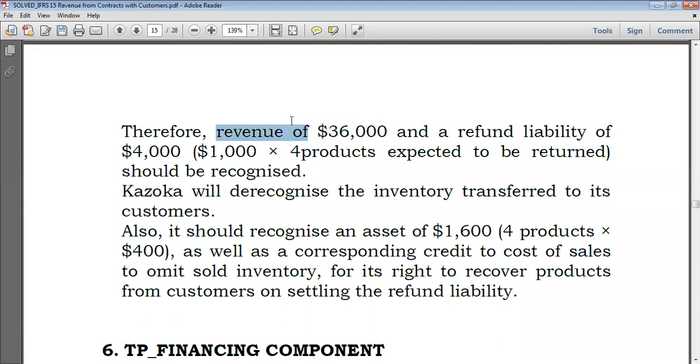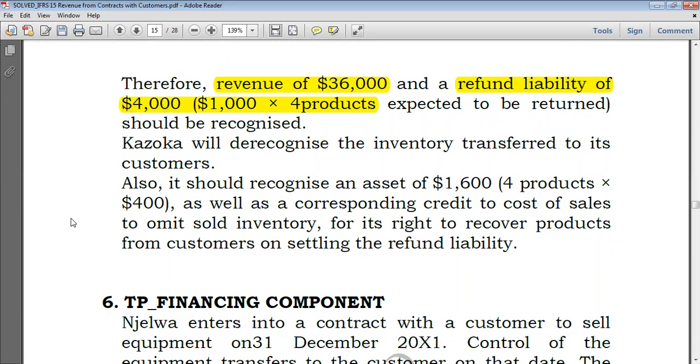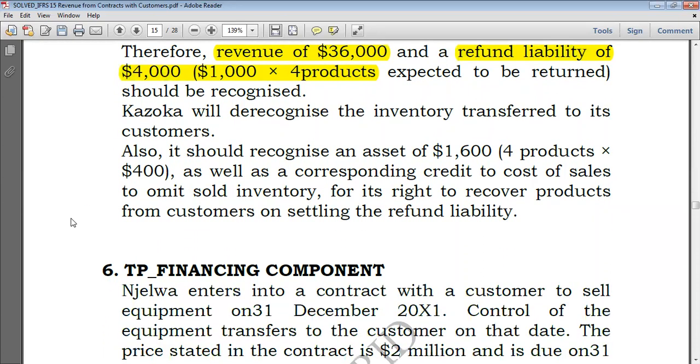That's why we say the revenue of 36 would be recognized, but also we would put a refund liability of 4,000. That means these are sales that will be returned. It's just like the sales inwards. So just take it that way. The 4 products which are expected to be returned should be recognized. So you have to recognize revenue for $36,000 and then a refund liability for 4,000. That's what we'll have to do.